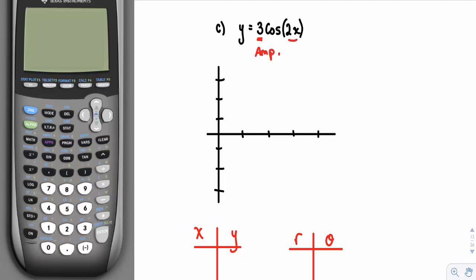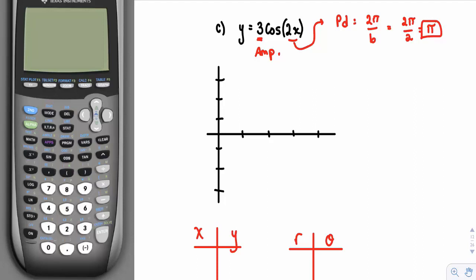And this guy has a period that's changed. It's not 2 pi anymore. So remember, we do 2 pi over b. That's how we find our period. So in this case, our period is 2 pi over 2, which is pi. So again, that's our period.